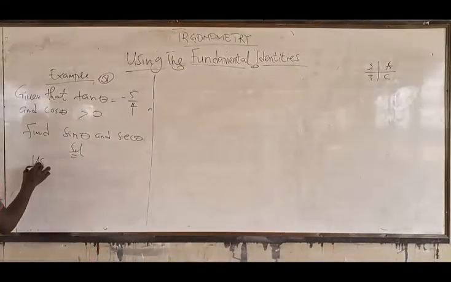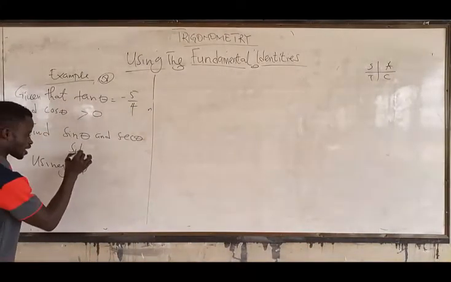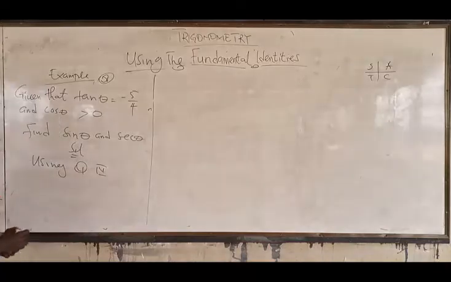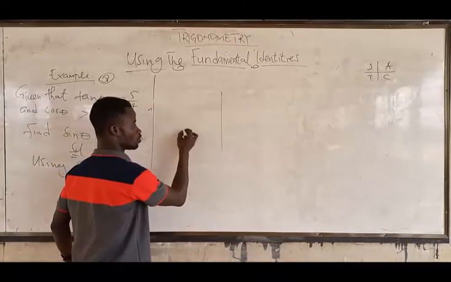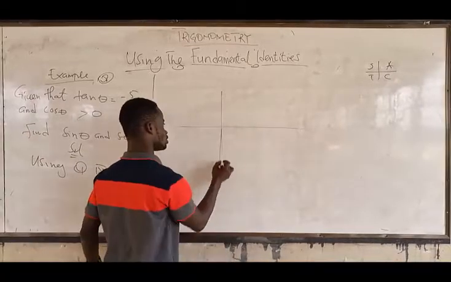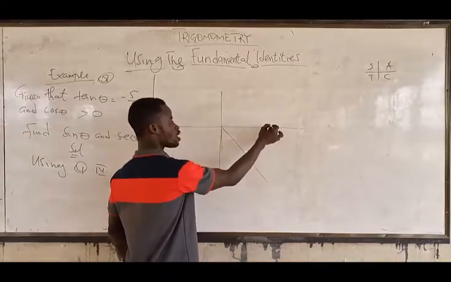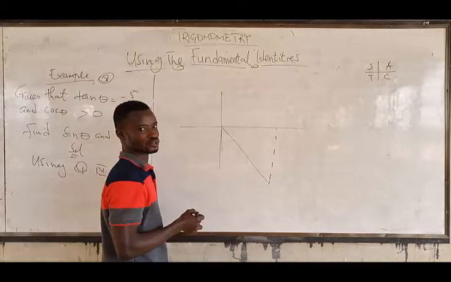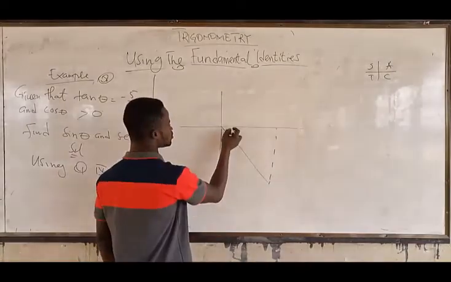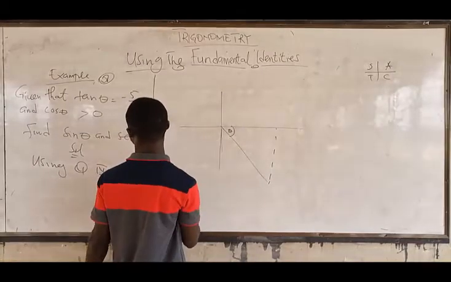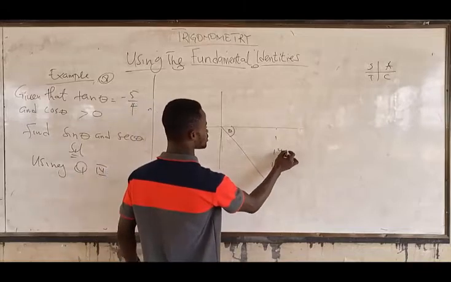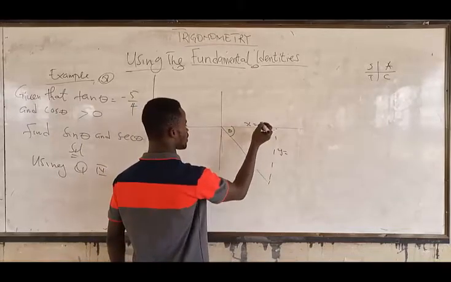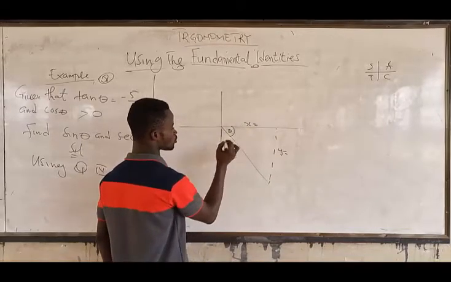So here we are using quadrant 4. Very good. So you go and sketch it. It's going to be in quadrant 4, and it's going to mix with the SR. Hope you can see that. So theta will be here. What is y equal to? What is x equal to? What is r equal to?